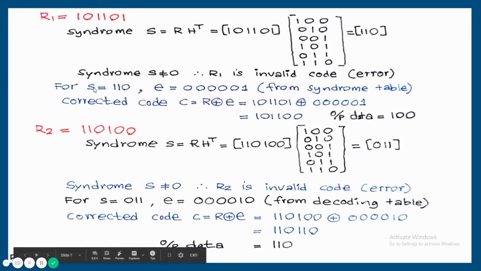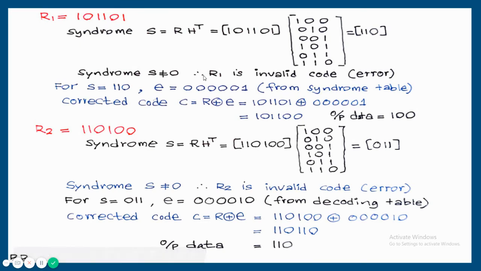I will show one easy method to do the correction without even using the decoding table. That will be like this. When you are calculating syndrome 110, just verify where is 110. 110 is the last row. So this is an indication the last bit is the error bit.